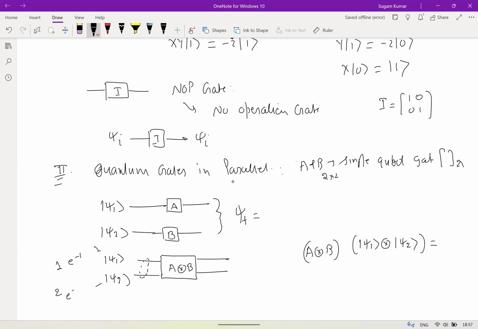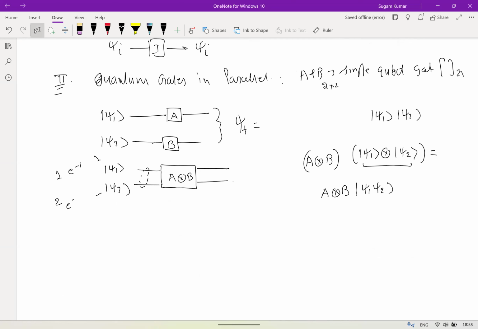So this is how you will get it. Or maybe I can write it this way, A tensor product B. And generally, when you have a tensor product of these two states, I can also write it this way. It is the same thing. Sometimes we can even write psi1 psi2. It is the same thing, but keep in mind that this is the tensor product.